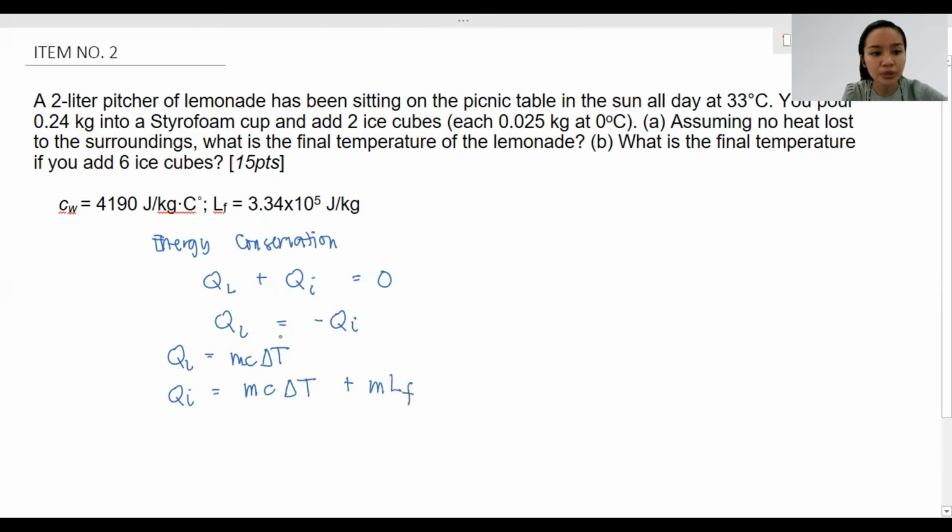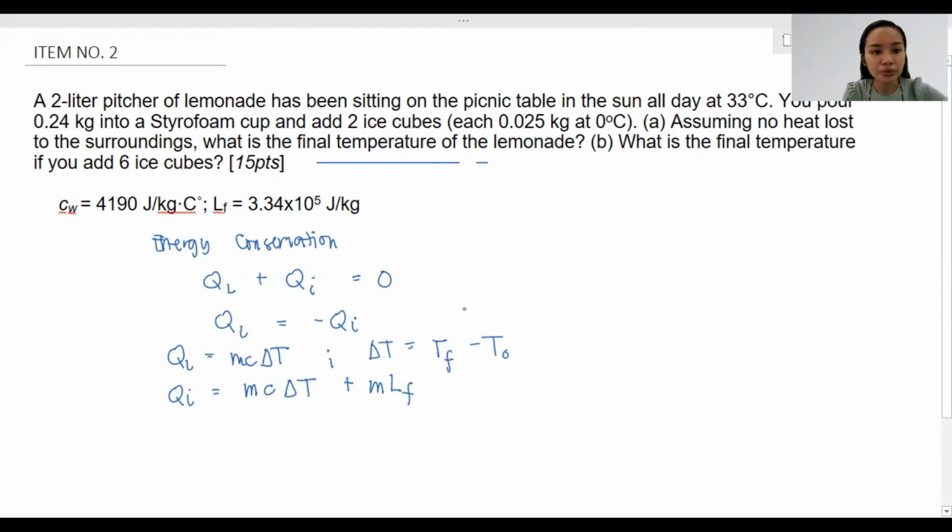Okay, for the ice. And then what we are looking for in the problem for letter A is the final temperature of the lemonade. So take note that our delta T is equivalent to your T final minus your T initial. So itra-transpose lang ninyo na TF yung matira doon sa isang side. So this is quite similar to our example where yung hinanap lang natin is the initial temperature. So instead of initial temperature, yung hahanapin naman natin dito is the final temperature.